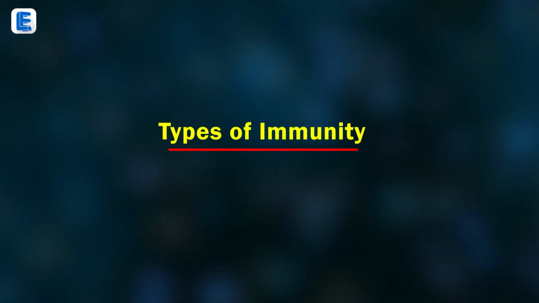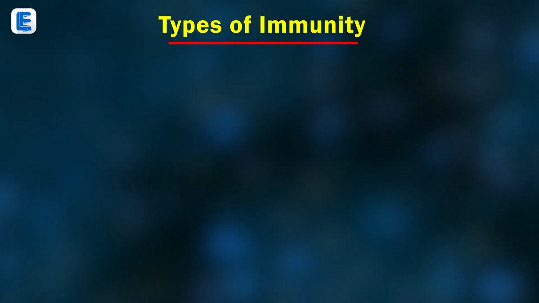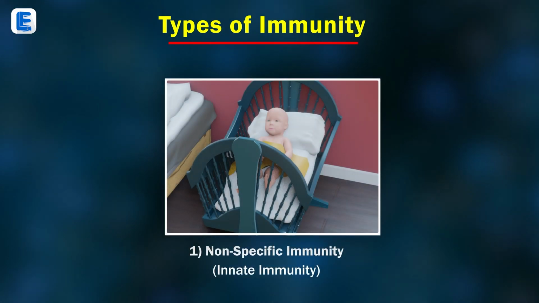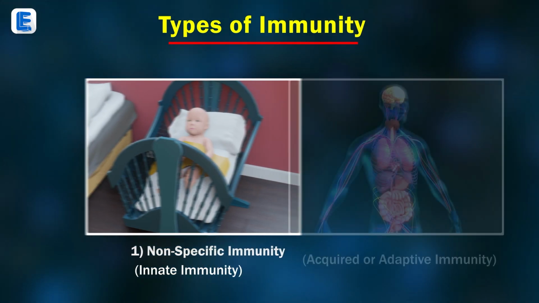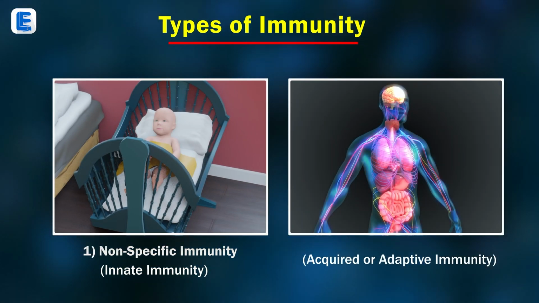Types of immunity. There are two main types of immunity. First, innate immunity, or non-specific immunity. Second, acquired or adaptive immunity.